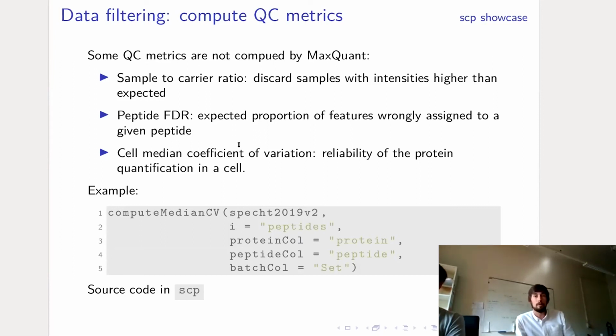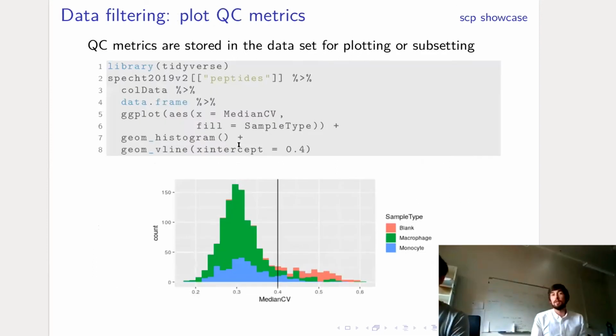So you can see here we can perform this using the compute median CV function. It takes the data set, the assay for which we need to compute the median CV, and then additional columns required for the computation. The median CVs are, after running the function, stored in the data set. This is very handy, because you could use this stored information for further plotting or subsetting the data.